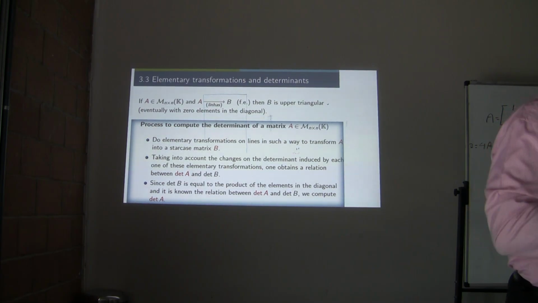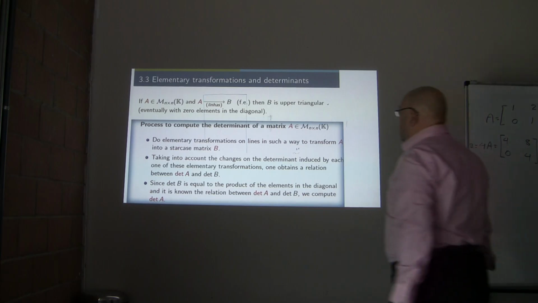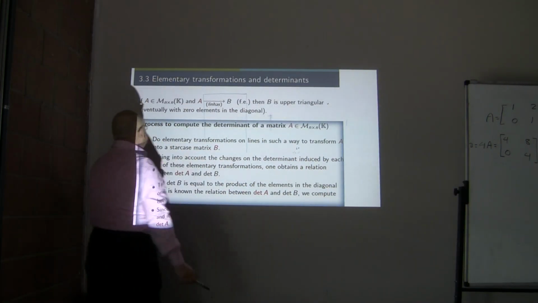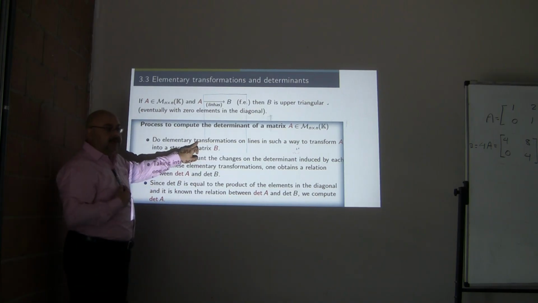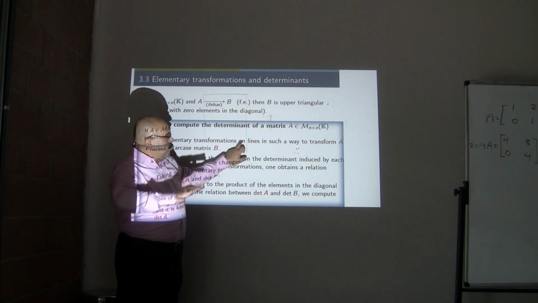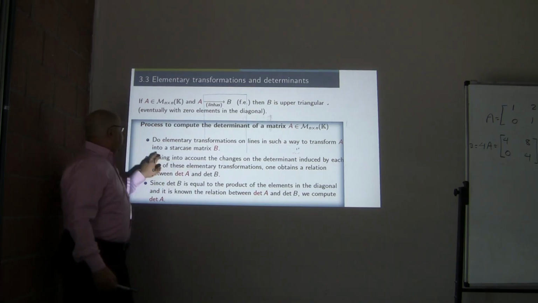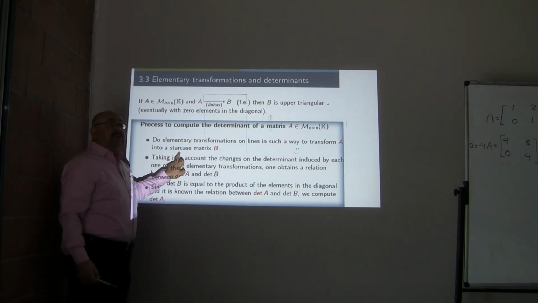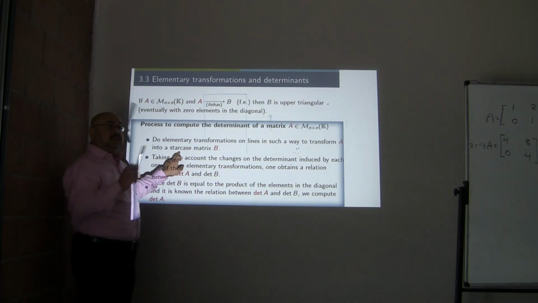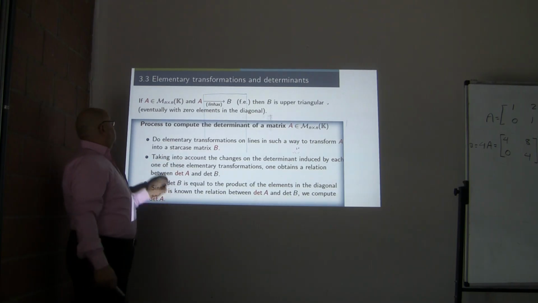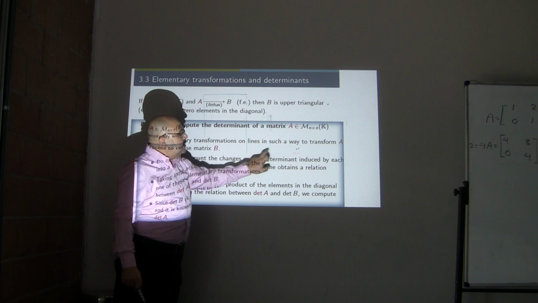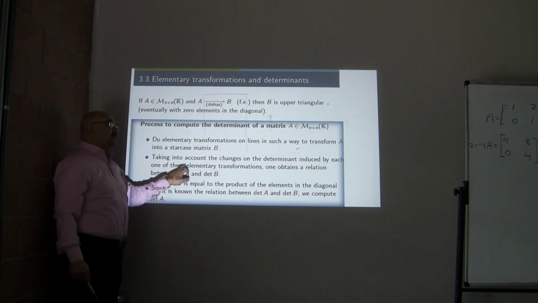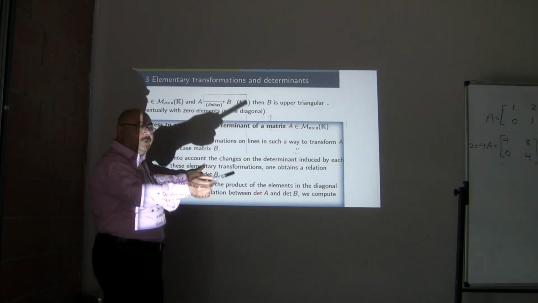Once you are very good at it, all this is mentioned here. Do elementary transformations, this is what I told you about, on rows, in such a way as to transform A into a star case matrix. What's the star case matrix? The echelon form. Taking into account the changes in the determinant introduced by each one of these elementary transformations. That's what I told you about.